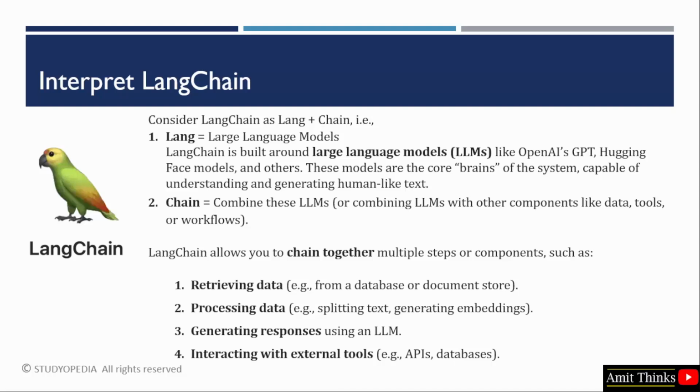Let us first understand what LangChain means. It means Lang plus chain, that means large language models for Lang, and chain is for combining these LLMs, like chaining these LLMs. So LangChain is built around LLMs like OpenAI's GPT, Hugging Face models and others. With LangChain, you can easily chain together multiple steps or components like retrieving data from a database or document store, processing this data to generate embeddings. You can also generate responses using an LLM. With that, interact with APIs and databases.